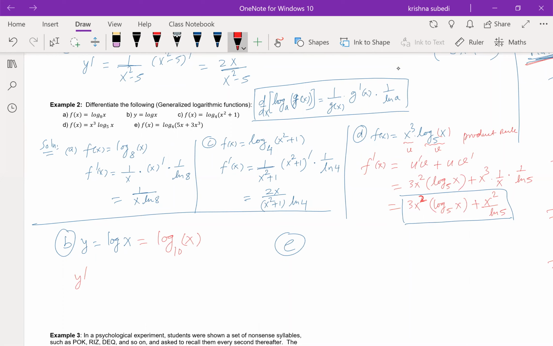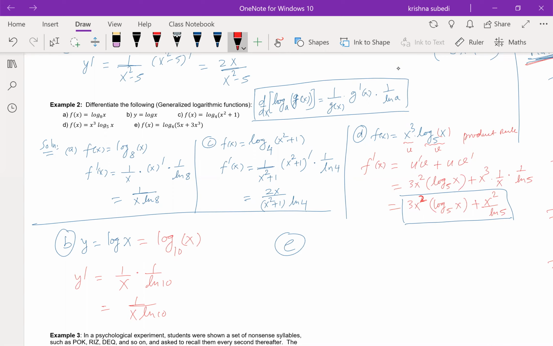So when we are given y equals log x, that means the base is 10, as we discussed at the beginning of the class, or you learned from high school. So now you can use the formula, which means 1 over x, and then the derivative of x is 1, I don't have to write that, and 1 over ln 10. So that is your answer, which is 1 over x ln 10. Thank you.